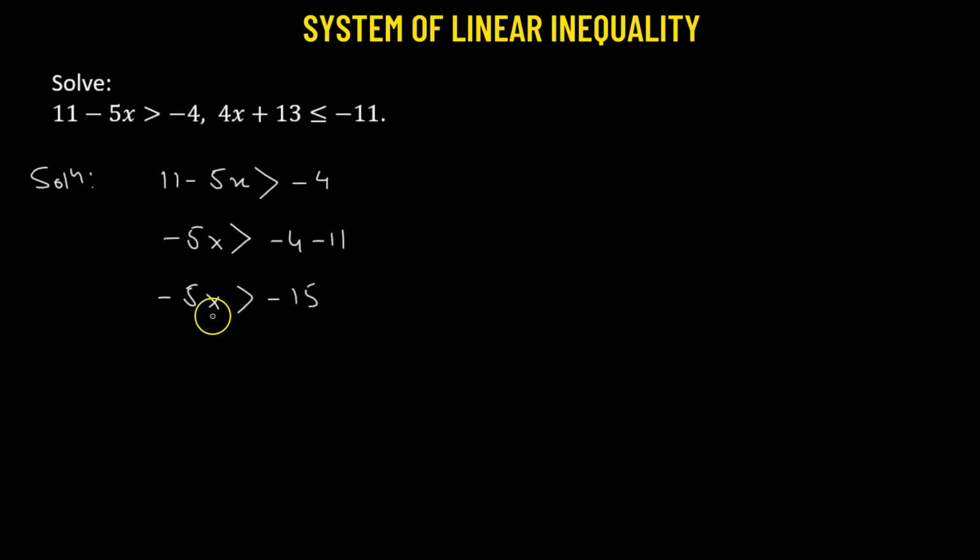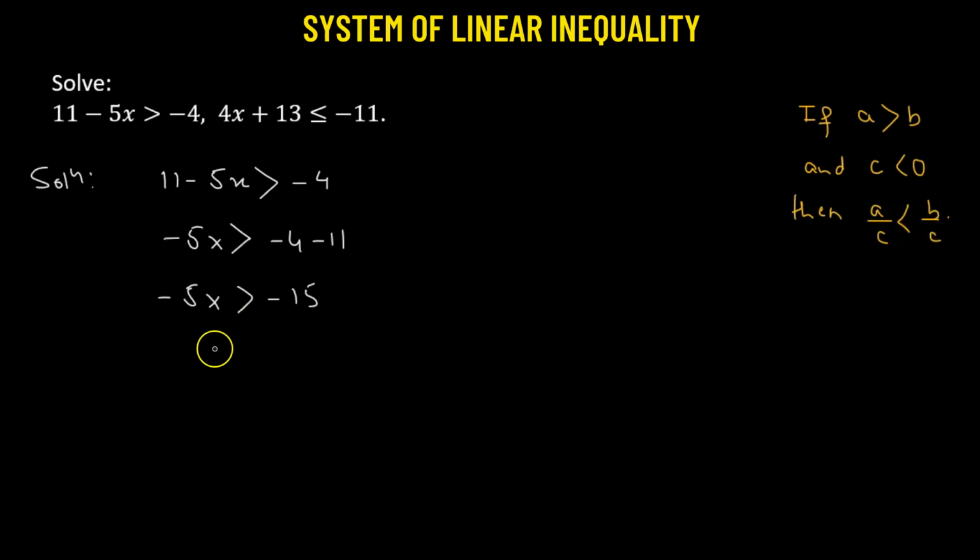Now we want to make the coefficient of x 1. To do that, we have to divide both sides by negative 5. But we have to be careful here while dividing by a negative number, because let's say we have two numbers a and b, and a is greater than b, and we also have another number c, and c is a negative number. That means it's less than 0. Then if we divide a by this negative number and b by this same negative number, then the sign of the inequality changes. That means a over c will become less than b over c.